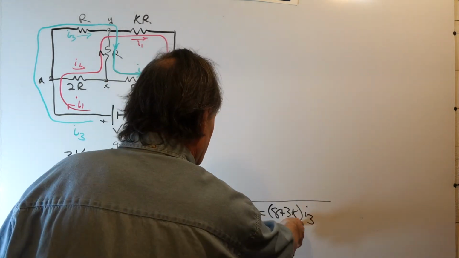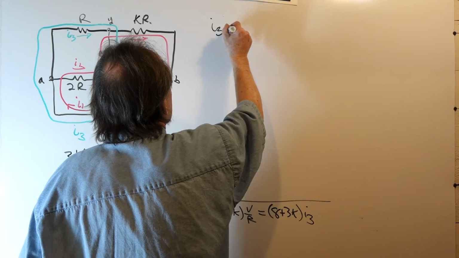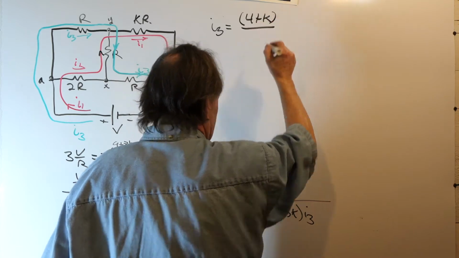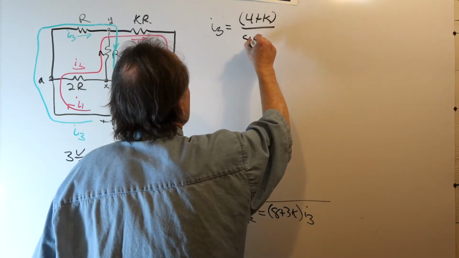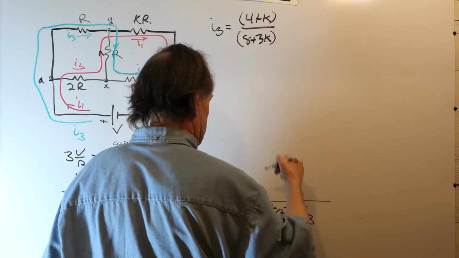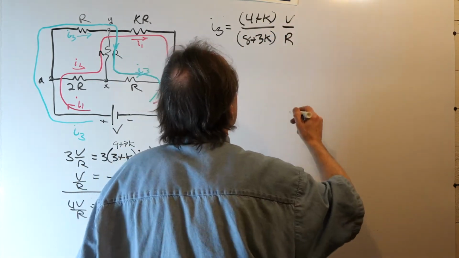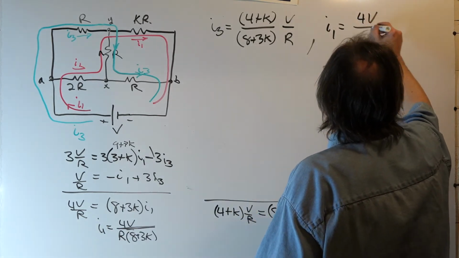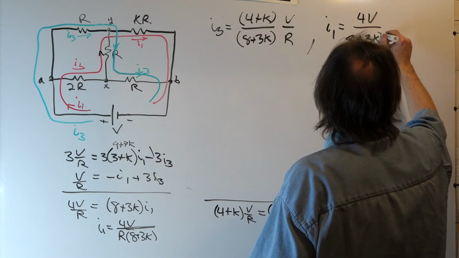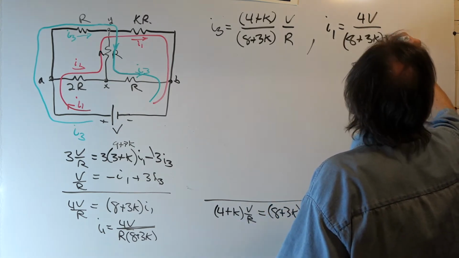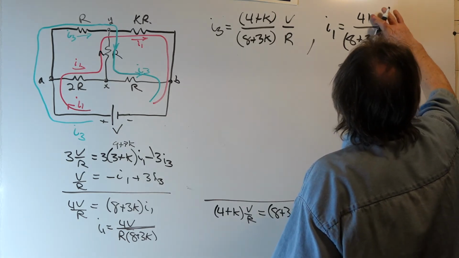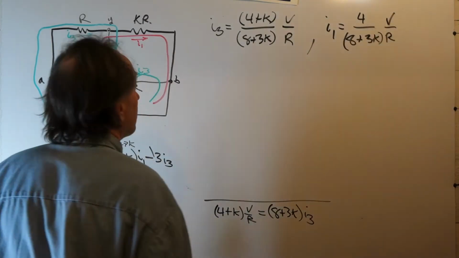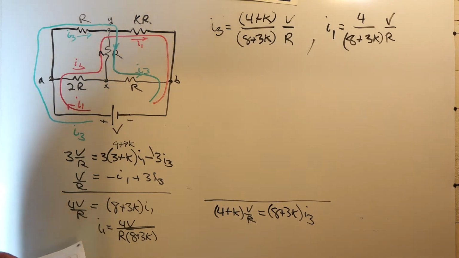Okay, going to solve for I3. I3 is equal to 4 plus K divided by, I'm dividing through 8 plus 3K, and this is times V over R. I1 from down here is 4V over 8 plus 3K over R, or we can call that V over R. So those are our two currents.